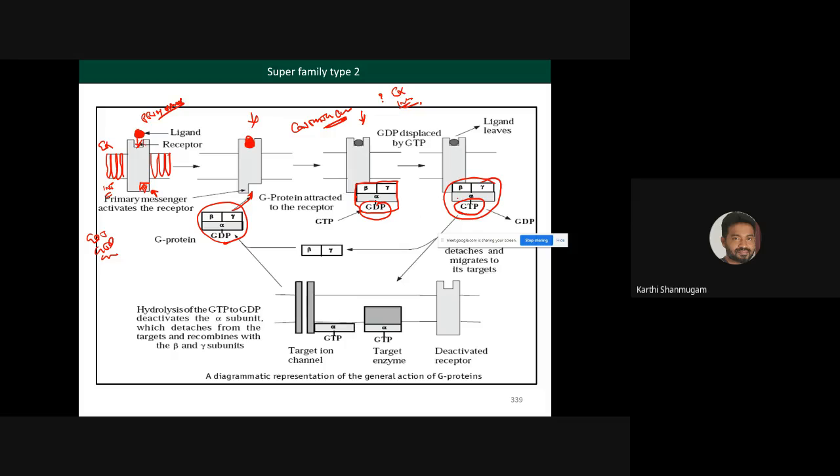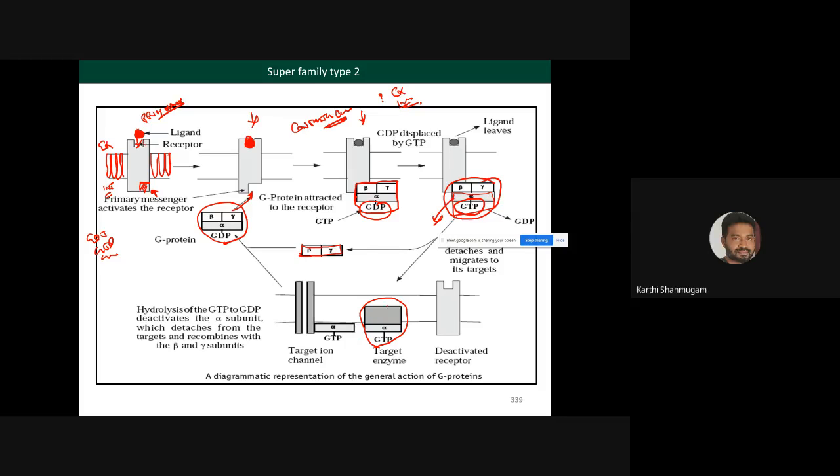What happens is that this alpha subunit with the GTP dissociates from the beta and gamma. Here, beta and gamma are still in their complex form, but the alpha subunit with the GTP is dissociated. Is it understandable?